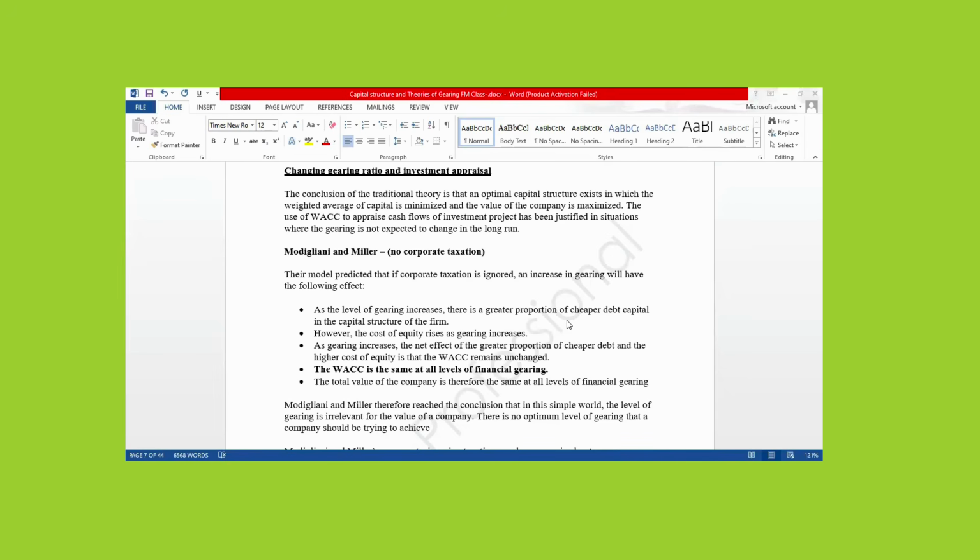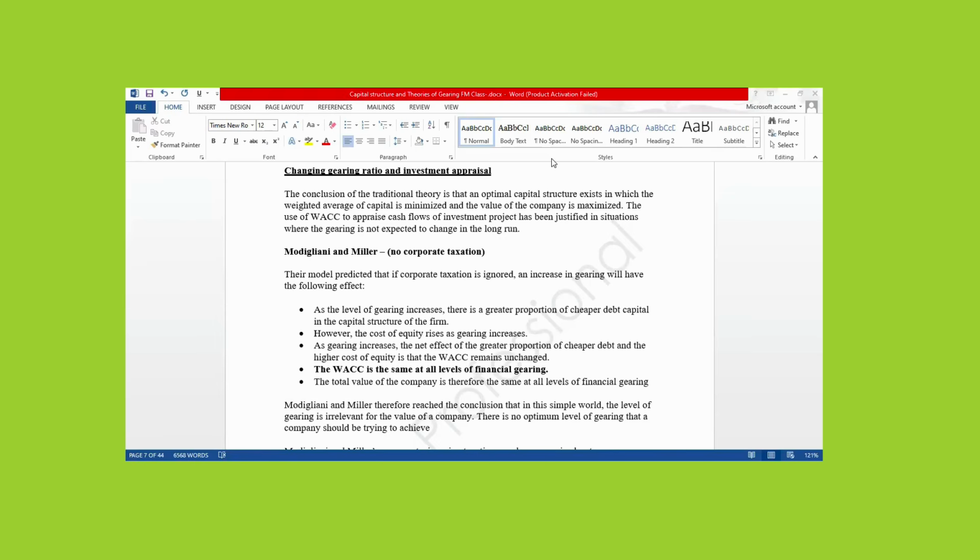They argue that provided there is no taxation, M&M theory was based on the assumption that there is no taxation. In as much as there is no taxation, a company can choose to finance its business with equity or with debt or with equity and debt. This will not affect value of a company.